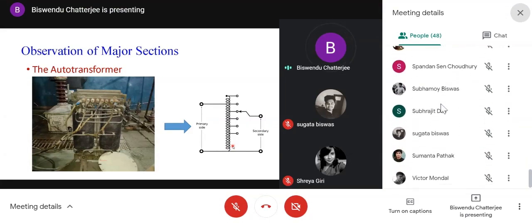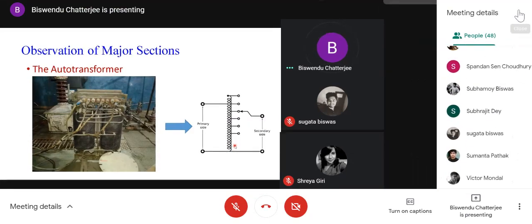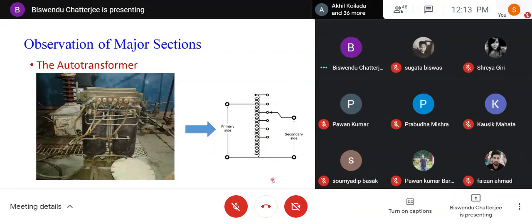Am I clear at this point? Yes, sir. Okay. So the resolution is increased because the voltage itself is decreased. Okay. This is the function of the auto transformer.